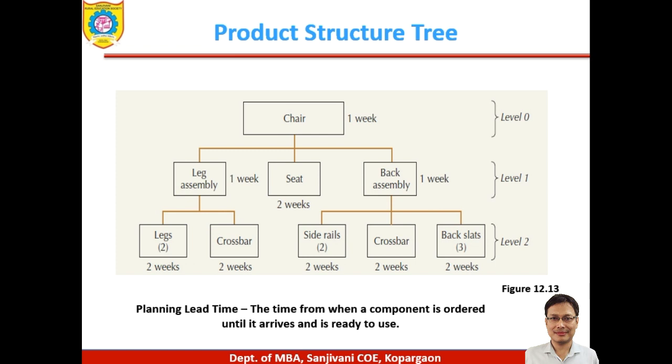Now let us start from the bottom level, that is level 2, and try to find out the time taken to accomplish each of these parts and components and sub-assemblies given in the product structure tree of the chair. Here, let us begin from level 2, the bottom level. Producing legs will take 2 weeks, crossbar also 2 weeks, side rails, back slats. So all these components will take 2 weeks to complete the task.